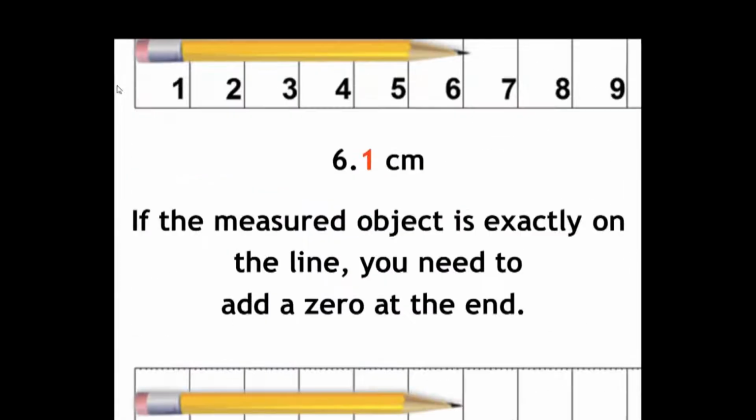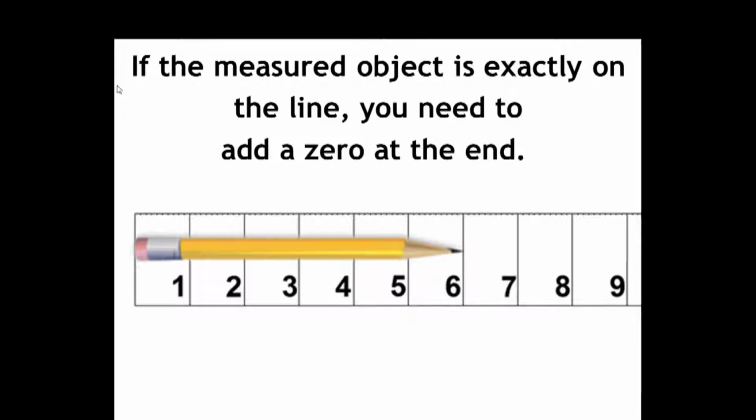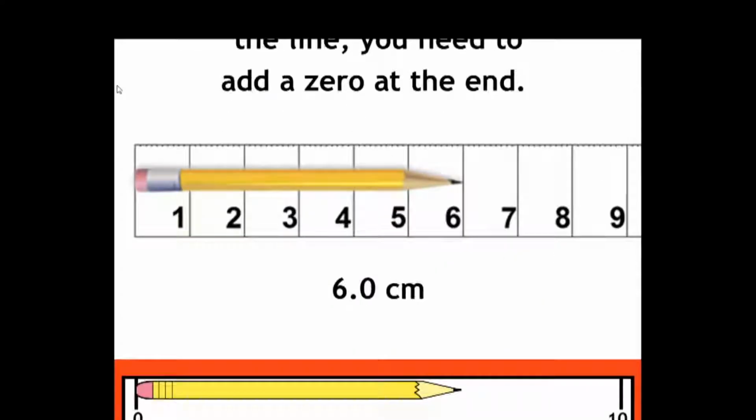Now suppose that we're measuring an object where it falls on the line. We still are unable to call this 6. We have to say more than that, 6 point something. In this case, because it's exactly on the line, then you would record this as 6.0. And the 0 is at the end of the number, and it is the estimated digit. Because it is on the line, you add a 0 at the end.